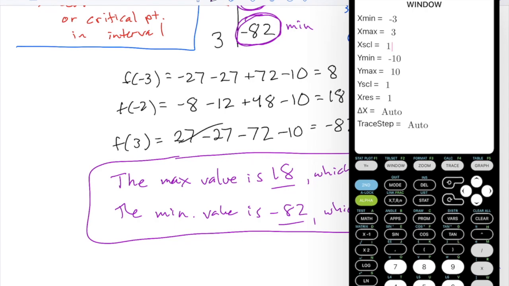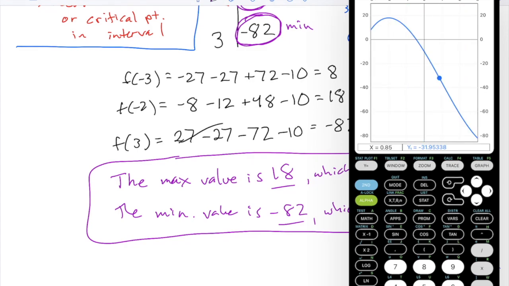Now the y values, you can use your output to judge. Seems like the smallest y value I got is negative 82. So maybe I'll just set it a little bit lower than that, negative 85. Seemed like the biggest y value I had was 18. So maybe I'll set that a little bit higher at, say, 25 or 30. And let's take a look at the graph here. Let's just make sure things seem to be making sense.